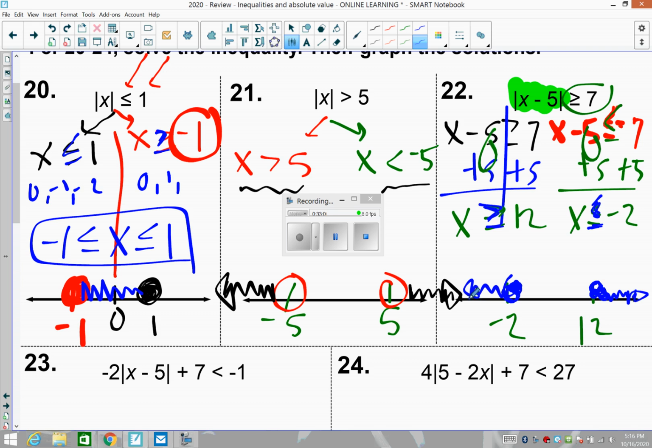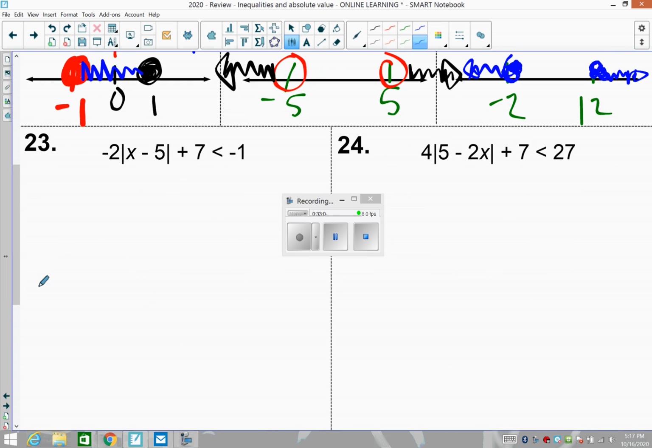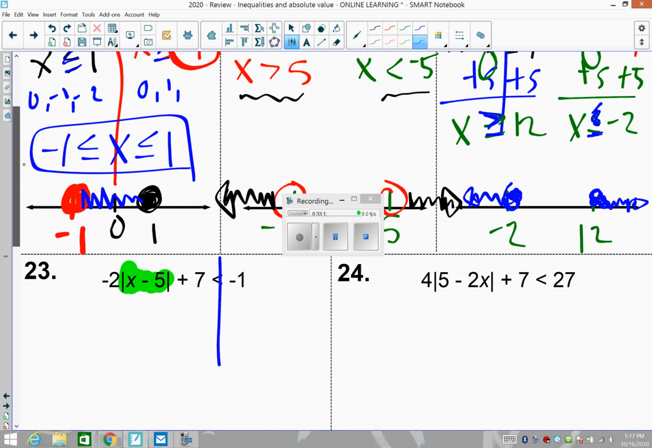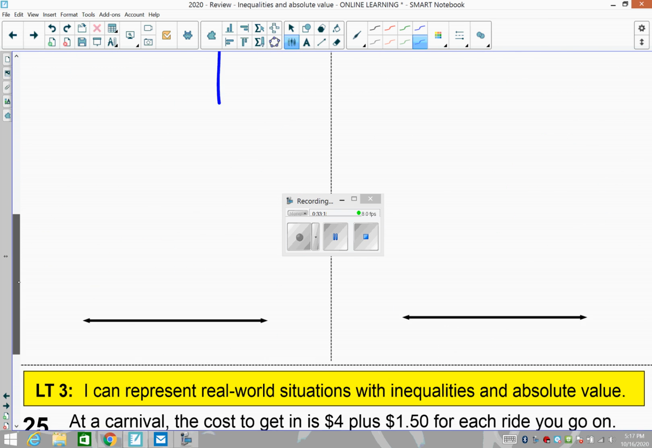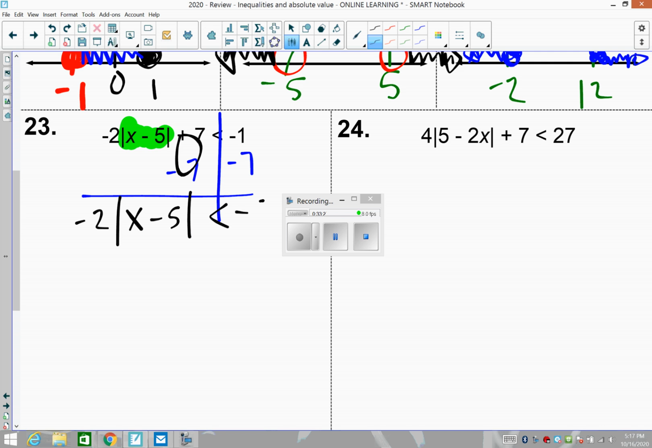Okay, question 23. We're going to isolate here. So our job is to get the absolute value bar alone. So the first thing that we're going to do is subtract 7 from both sides. So we get -2 times the absolute value of x minus 5 is less than -8. The next step then would be to divide by -2 to both sides.